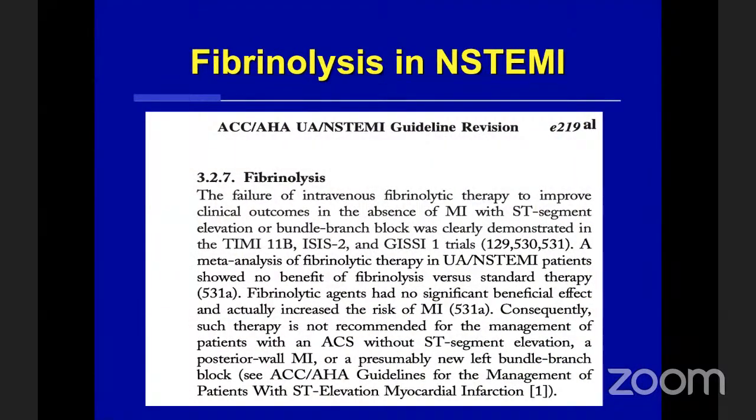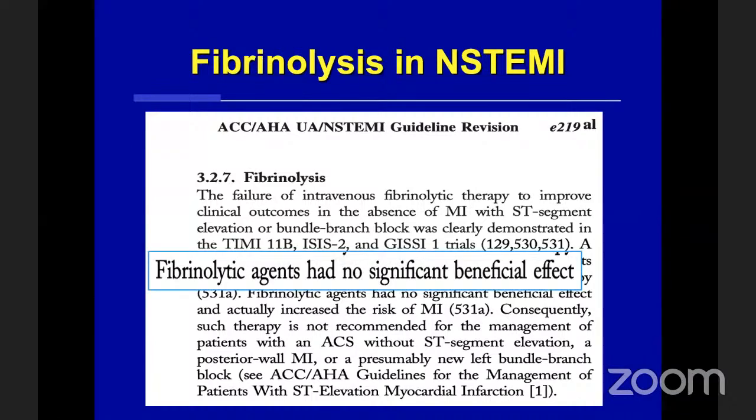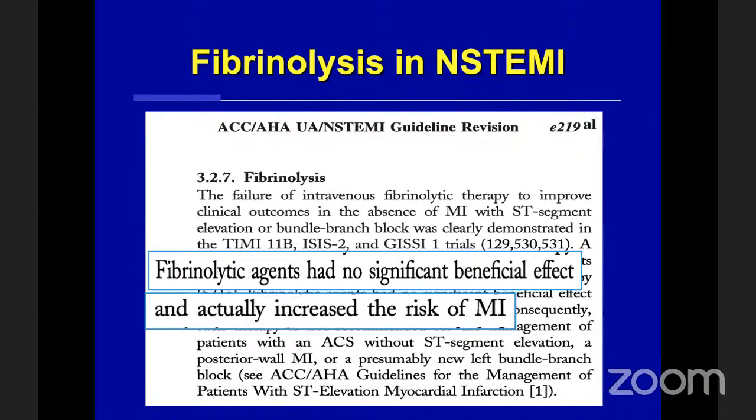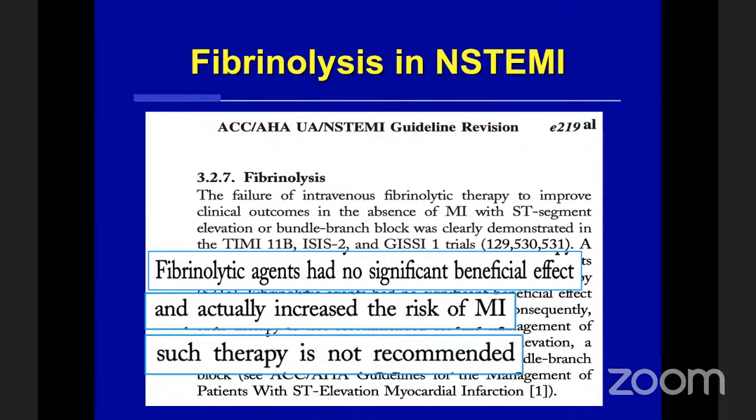Regarding fibrinolysis in non-ST elevation myocardial infarction, I brought this slide from the old American Heart Association guideline because nowadays there is no more talk about fibrinolytic therapy in non-STEMI. The American Heart Association stated that fibrinolytic agents had no significant beneficial effect and also increased the risk of myocardial infarction, and such therapy is not recommended at all in patients with non-ST elevation myocardial infarction.